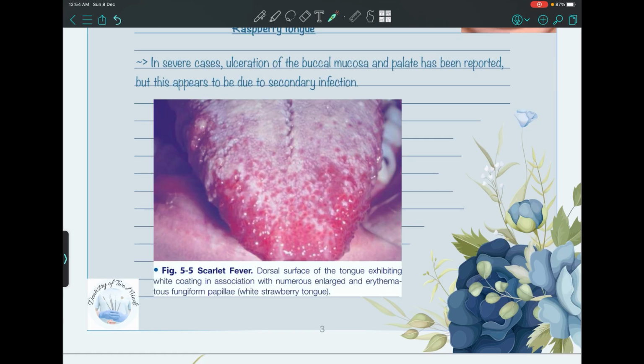In severe cases, ulceration of the buccal mucosa and palate has been reported, but this appears to be due to secondary infection. So here you can see the picture of scarlet fever where the dorsal surface of the tongue exhibits a white coating in association with numerous enlarged and erythematous fungiform papillae, that is white strawberry tongue.